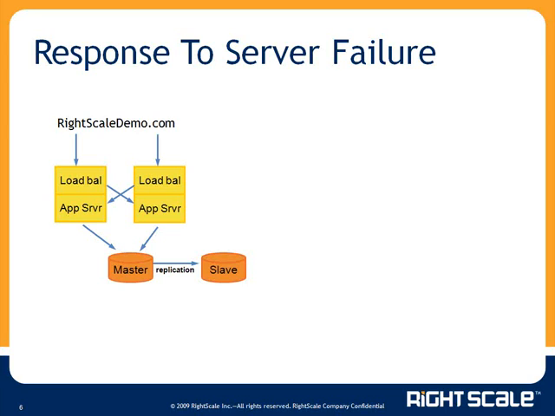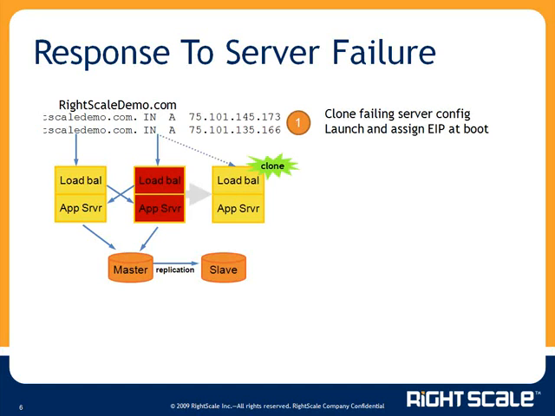So we're starting with two front-end servers, a simple demo website, rightscaledemo.com. The two front-end servers have HAProxy load balancer and then Apache with PHP as the app server. And in the back, it hits our standard replicated MySQL master-slave setup. And we're having a problem with one of the servers. And for that, I'll switch it over to Ed.